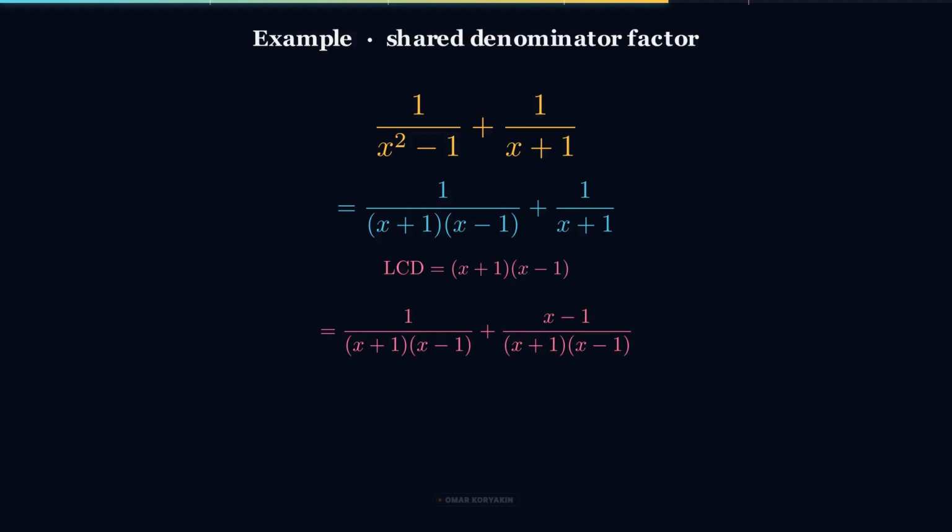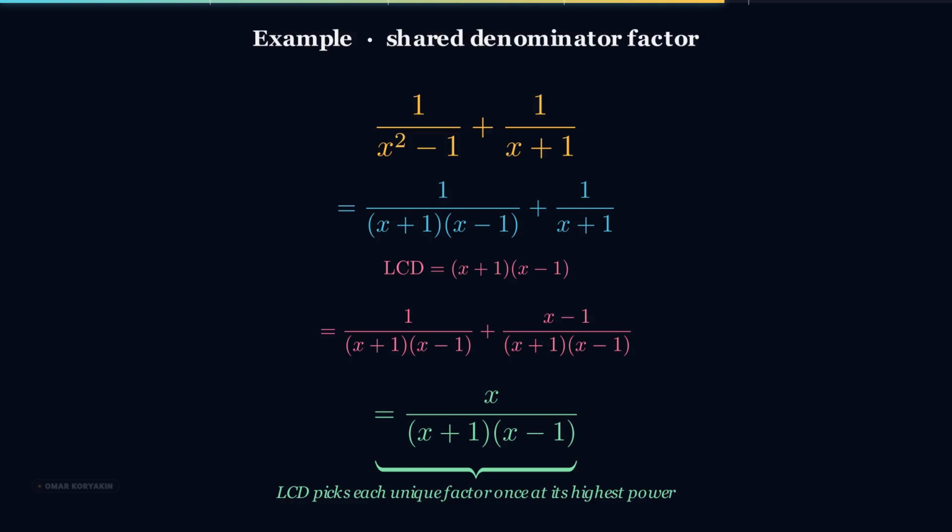Rewrite each fraction with the LCD. The first fraction already has the LCD as its denominator, so it stays the same. The second fraction needs to multiply numerator and denominator by x minus 1 to reach the LCD. The new second fraction is x minus 1 over x plus 1 times x minus 1. Combine the numerators. 1 plus x minus 1 equals x. The result is x over x plus 1 times x minus 1. The numerator and denominator share no factors, so the answer is in simplest form.